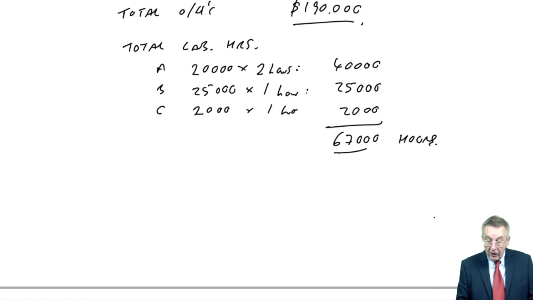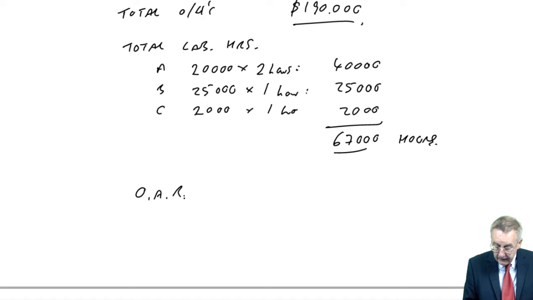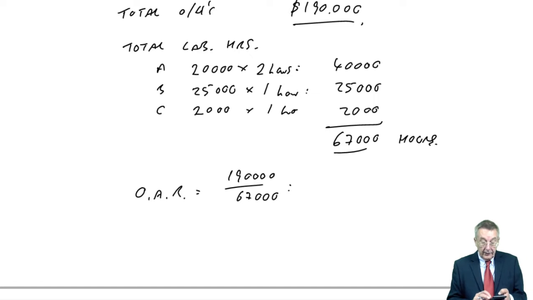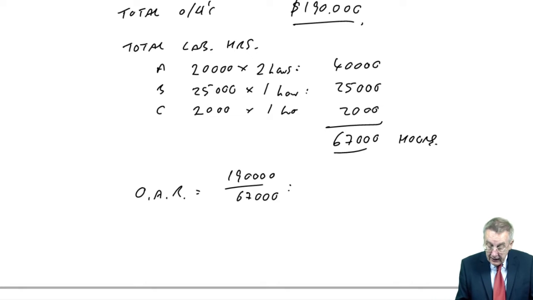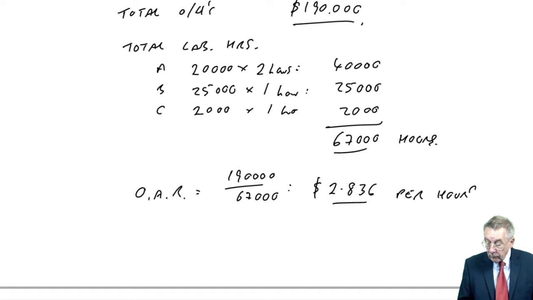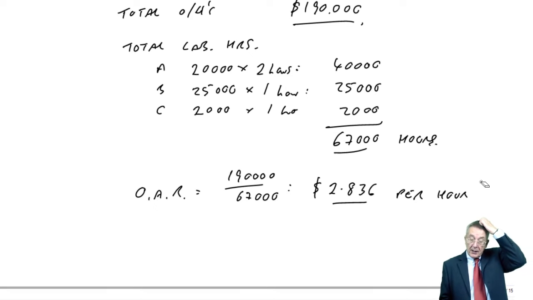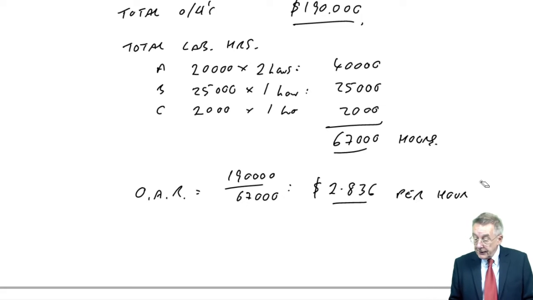67,000 labour hours. And so the overhead absorption rate: 190,000 in total, spread over 67,000 hours. It gives us a cost per hour absorption rate of 2.836 per hour. I've done it to 3 places there, but when I go back to the cost card in a second, I'll do things to the nearest cent, as would normally be the case.